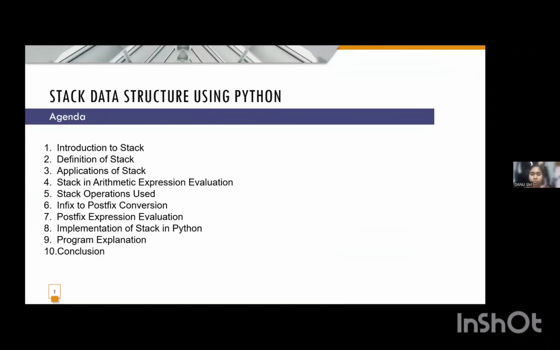Stack is an important concept in data structures, and I wanted to explain how it is implemented using Python. Today's presentation agenda is: first I'll explain the introduction to stack and its definition. Then I'll explain applications of stack. After that, I'll discuss stack operations like push, pop, and so on. Next, I want to explain how stack is used in arithmetic expression evaluation, including infix to postfix conversion and postfix evaluation. Finally, I'll explain the Python implementation and conclude this presentation.